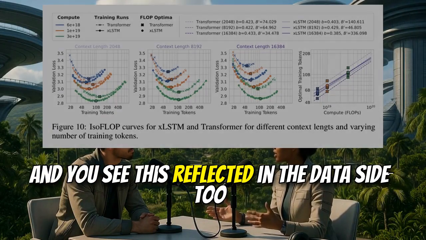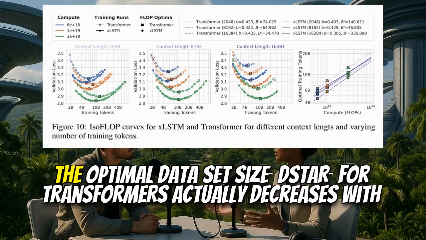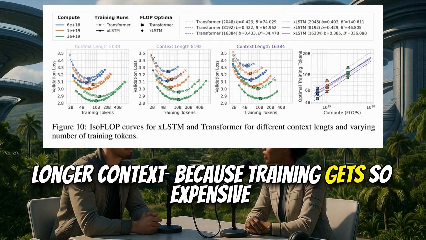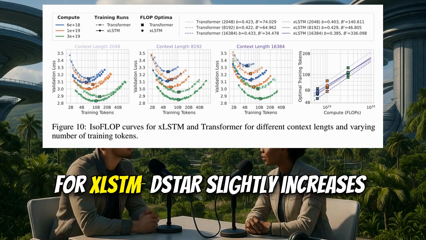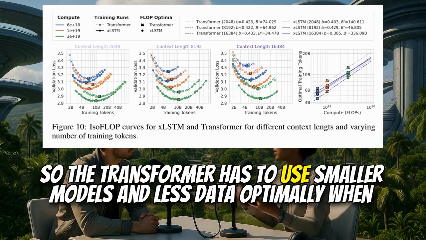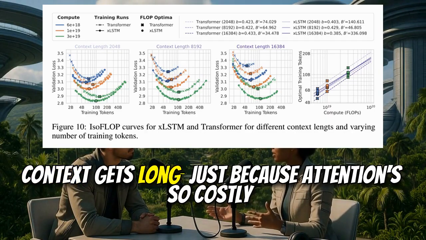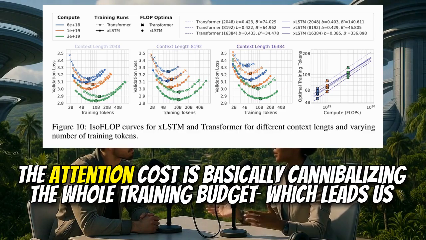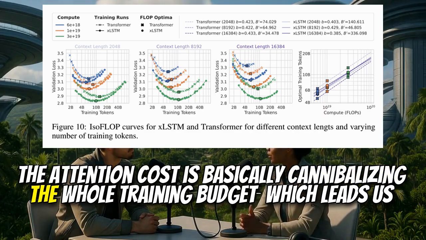And you see this reflected in the data side, too. The optimal dataset size, D star, for transformers actually decreases with longer context because training gets so expensive. For xLSTM, D star slightly increases. Wow. So the transformer has to use smaller models and less data optimally when context gets long, just because attention's so costly. That's what the data suggests. The attention cost is basically cannibalizing the whole training budget.